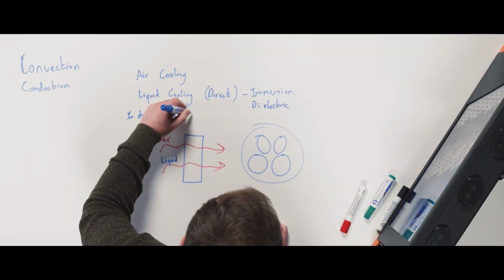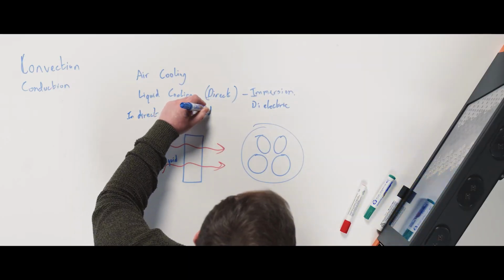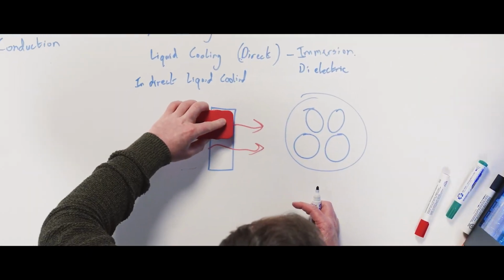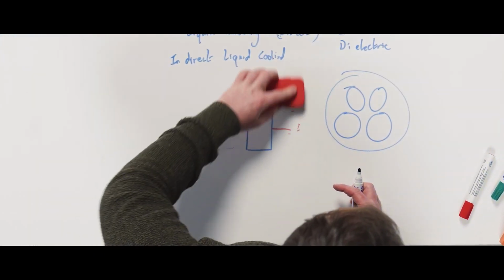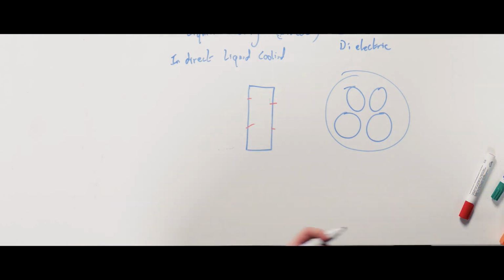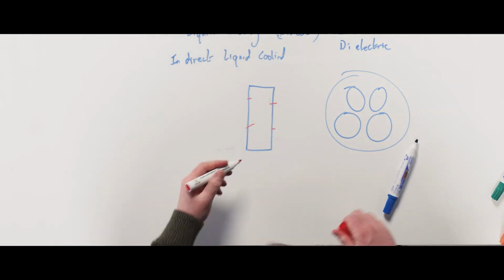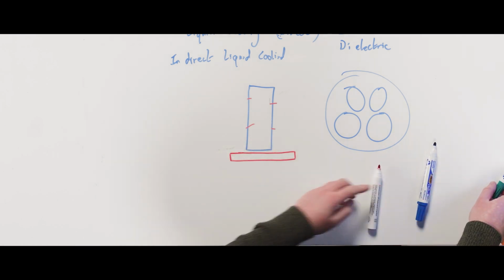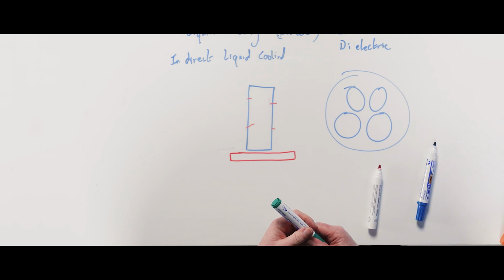So the majority of the world do indirect liquid cooling. So instead of putting air or liquid directly over the cells, they basically do it through some form of heat exchanger. And the heat exchangers that are commonly used are almost always a cold plate, which is basically a metal plate that sits below the battery cells.